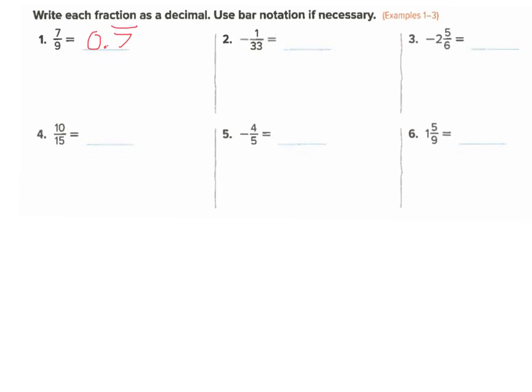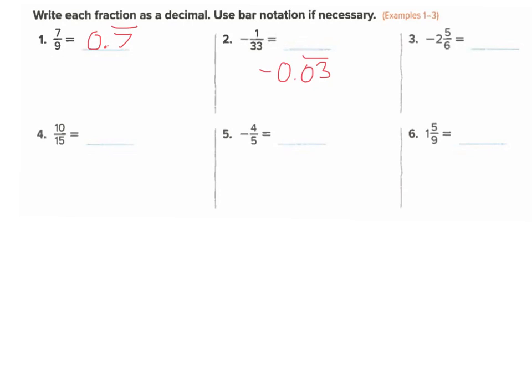So negative 1/33. Go ahead and try that problem and then hit play to see what the answer is going to be. So for this one, we're going to get negative 0.03 repeating. That 030303 keeps going.